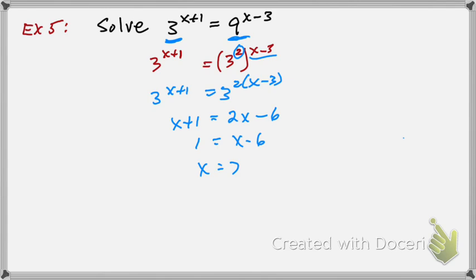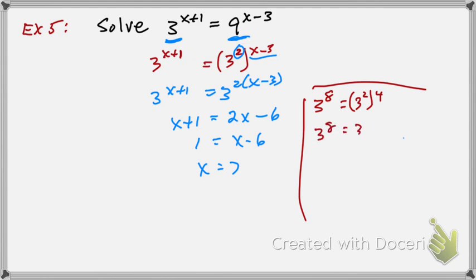A quick check. Does 3 to the 7 plus 1, that's the 8th power, right? Now over here I could say 9 to the 4th power and get a calculator out and figure it out. Or I could say, well, this is really 3 squared to the 7 minus 3, to the 4th power. 3 to the 8th equals 3 to the 8th. Yeah, we're good. So it just takes a second to check them.